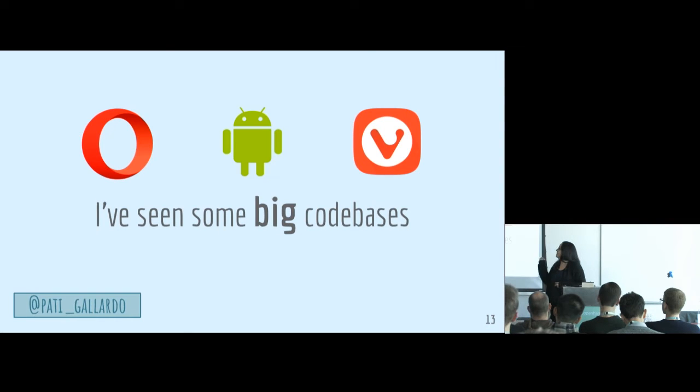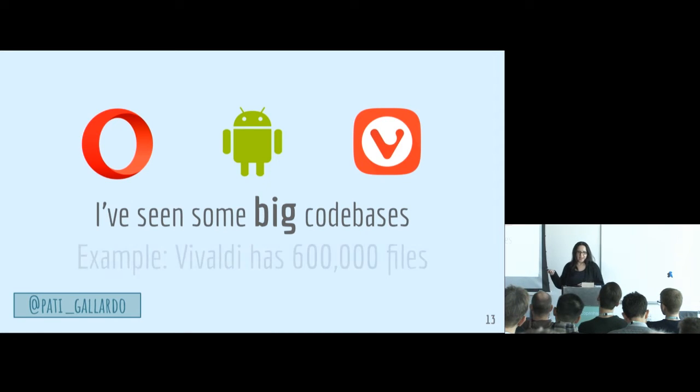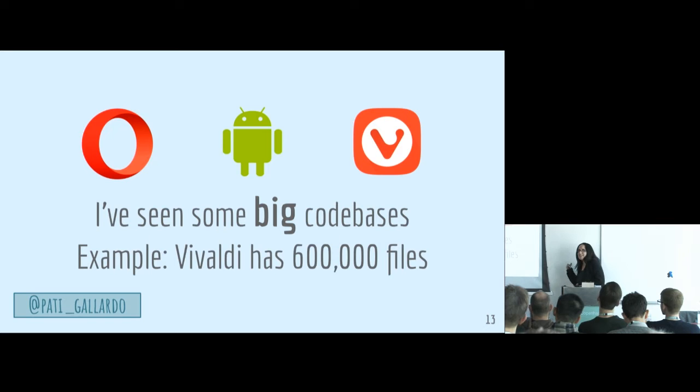I worked at Opera. We made the Opera browser. I worked in the embedded sector where I worked a lot with Android. And I worked at Vivaldi, working on the Vivaldi browser, which is Chromium-based. Vivaldi has, with Chromium and everything included, 600,000 files. You can't print it and read it in your chair. There is no way that this scales.